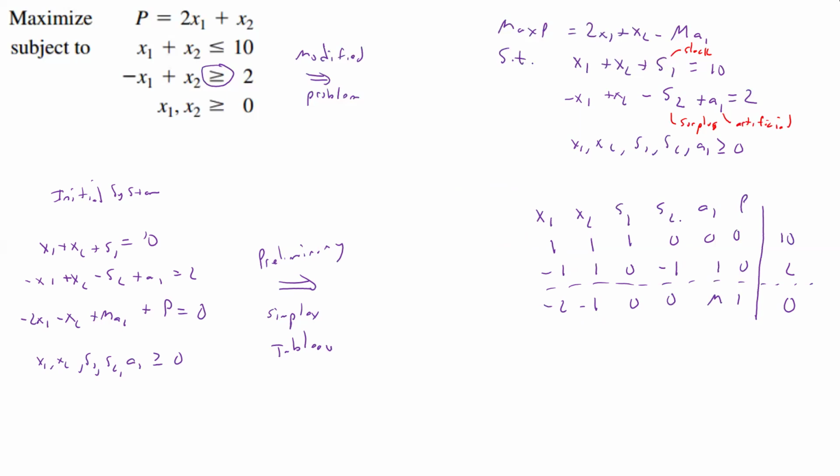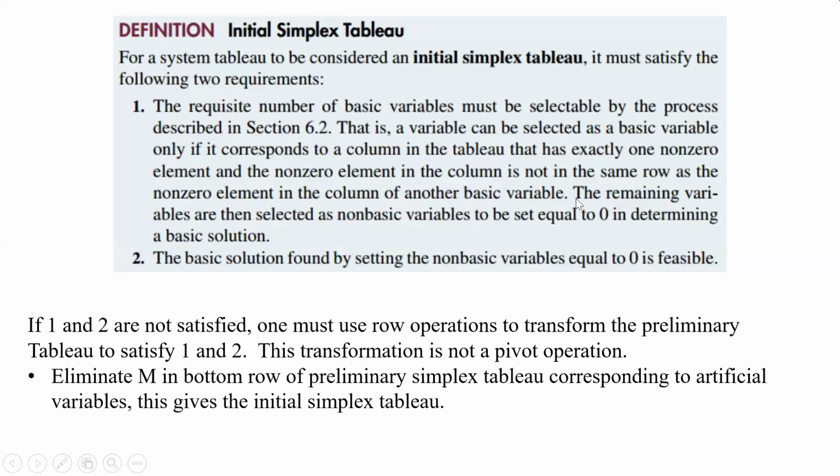So now what do we do with that? Well, what we do with that is we have to actually go and look at the definition of initial simplex tableau. So like I said, we're at a preliminary now. Does it actually fit our definition of the simplex tableau? So for a system tableau to be considered an initial simplex tableau, it must satisfy the following two requirements. The requisite number of basic variables must be selectable by the process described in section 6.2. So we did that already, so we can do that. Now that is, a variable can be selected as a basic variable only if it corresponds to a column in the tableau that has exactly one non-zero element, and the non-zero element in the column is not in the same row as the non-zero element in the column of another basic variable.